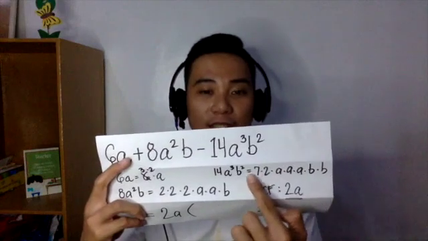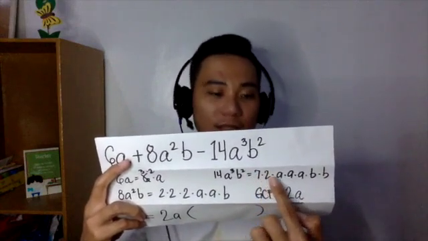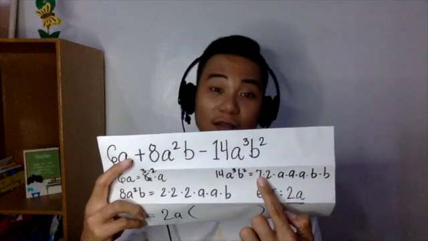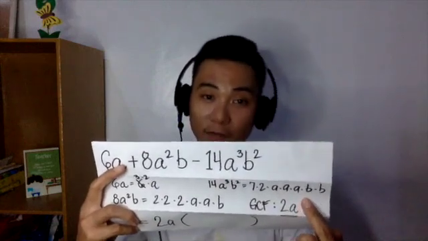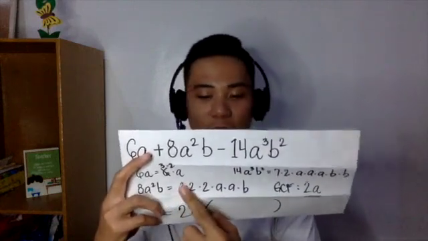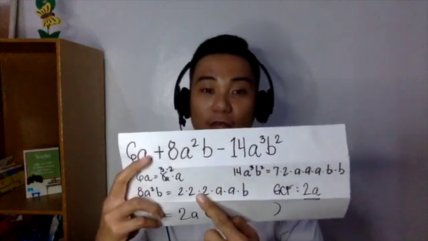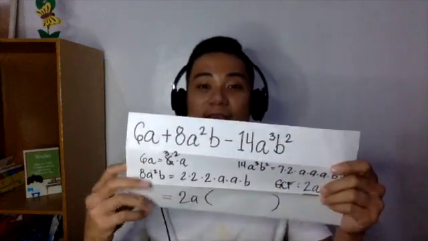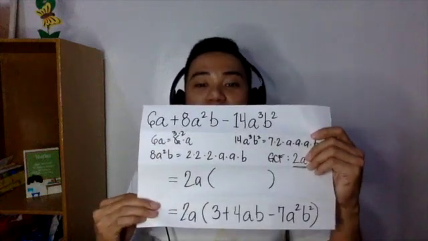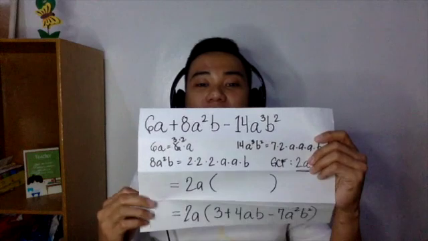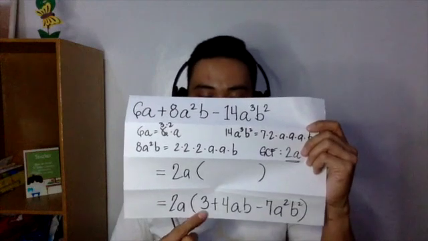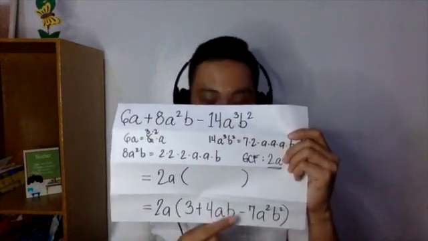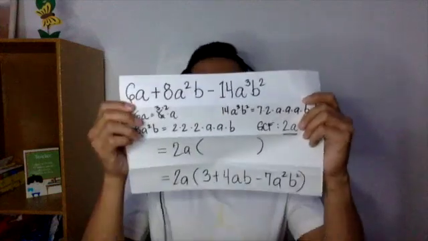What about here? Remove the 2, it becomes 7, remove the 1a. So the remaining is 7a squared b squared. That's the second term. For the third one, remove the 2 and the a, so we have 4ab. And there you have it. That's the second factor. So the factors are 2a times parenthesis 3 plus 4ab minus 7a squared b squared. That's the factor.